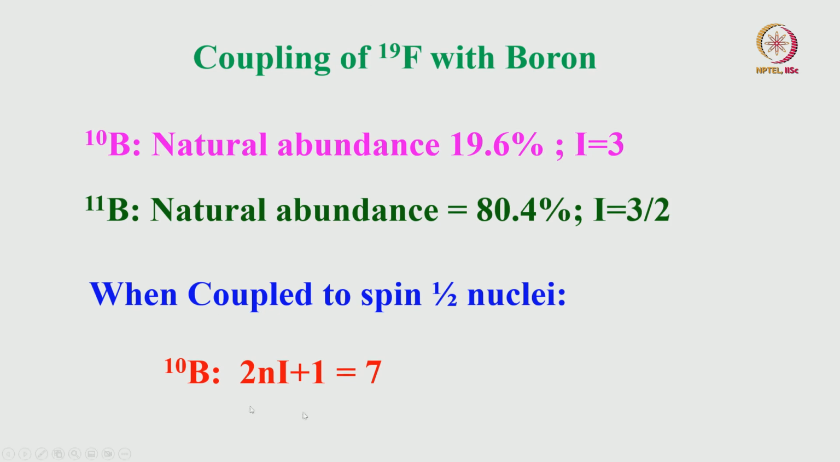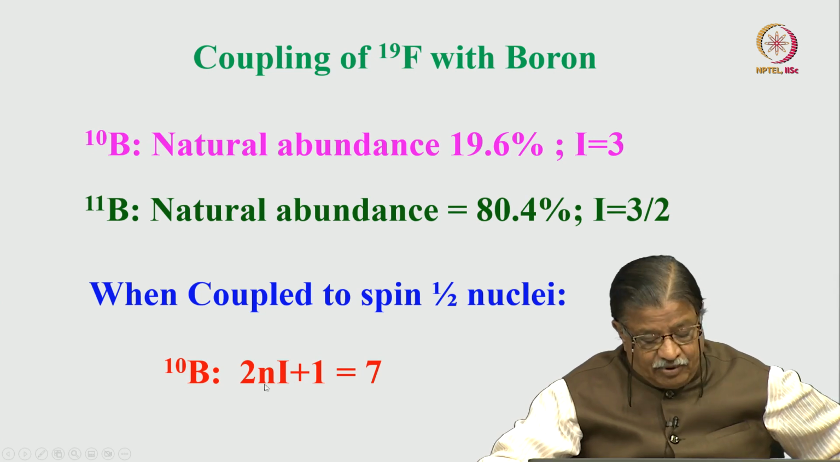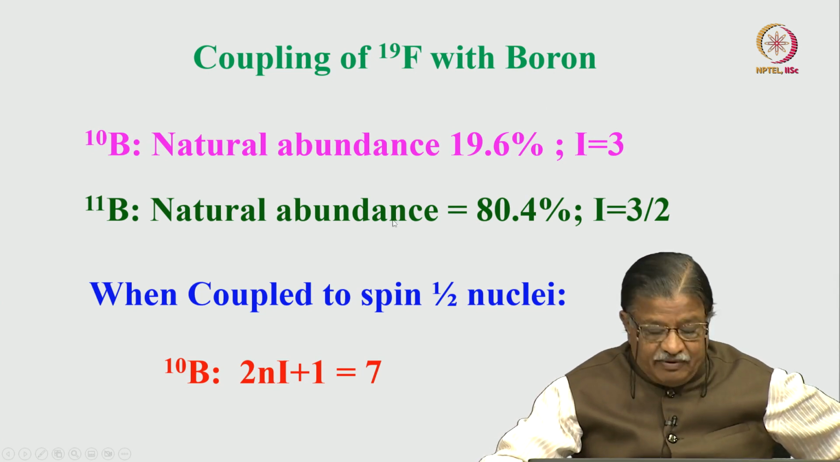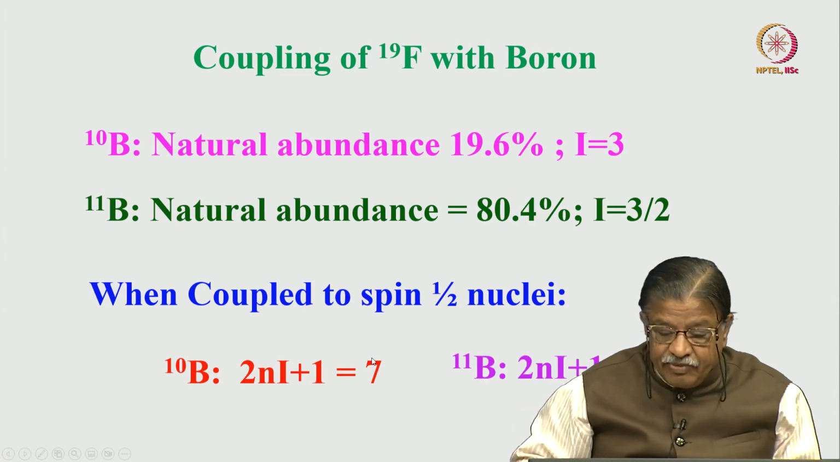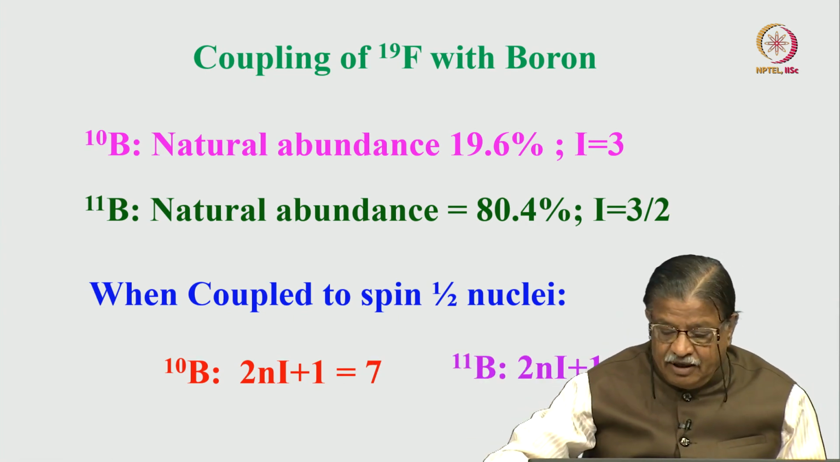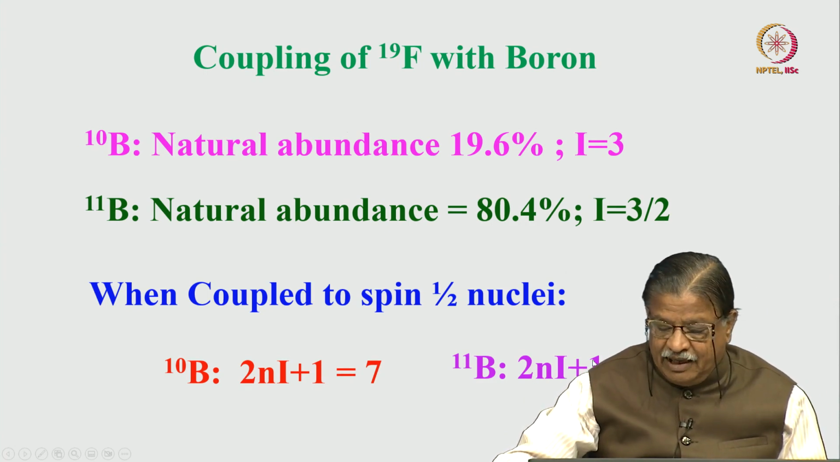Boron 10, when it is coupled to a spin-half nucleus, let us say one nucleus of spin half: 2 n I plus 1, it is going to be 2 into 2, 4. Of course, the spin of boron 10 is 3, so 2 into 1 into 3 plus 1, it is going to be 7 lines. Of course, we have only one boron we are taking into account. Go to boron 11: 2 n I plus 1, I equal to 3/2, so 2 times 3/2 is 3, plus 1, 4.